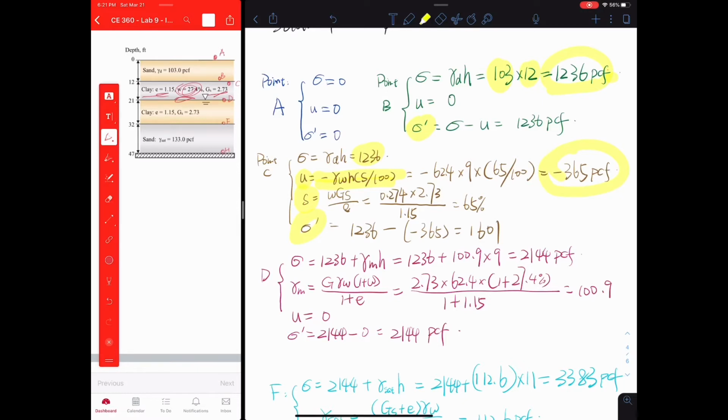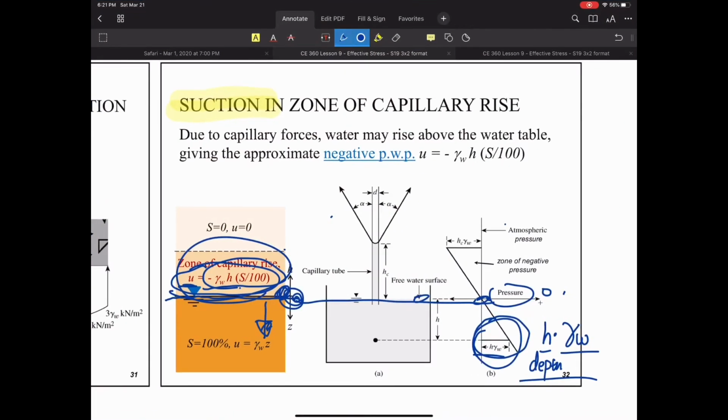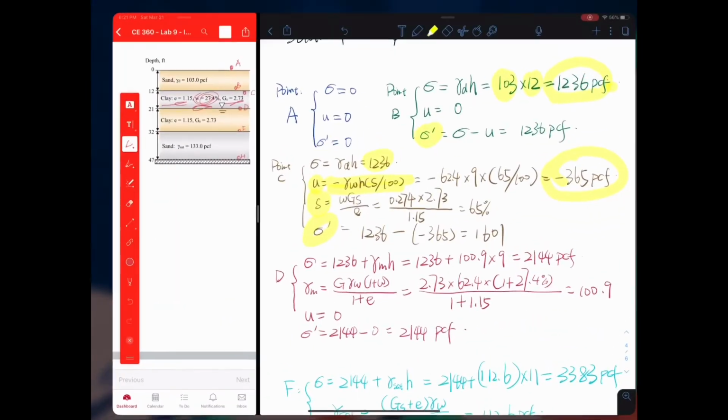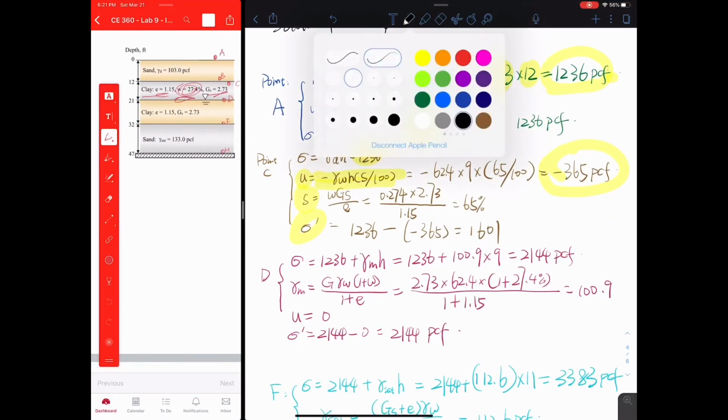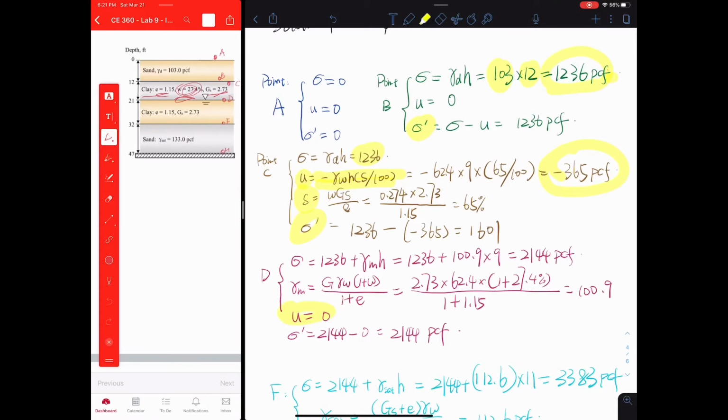Point D is just at the water table. As we can see from this slide, at the water table the pore water pressure should be 0. Is that right? So the pore water pressure here is very easy. It is 0 here. And how do we calculate the total stress here?